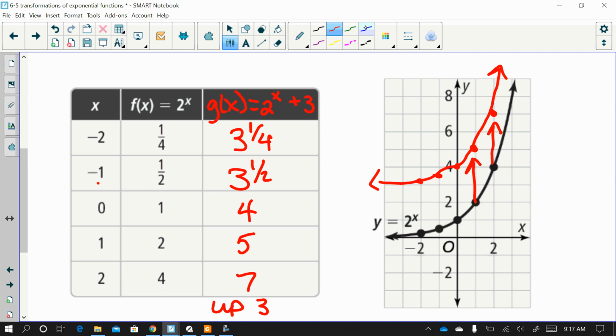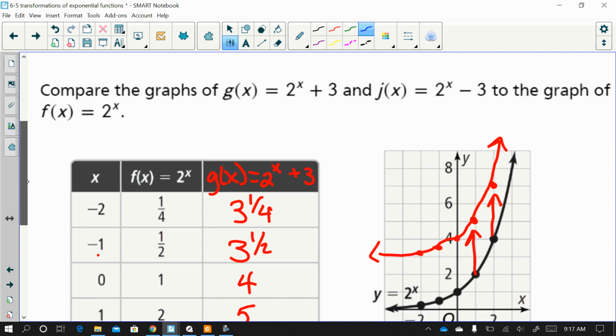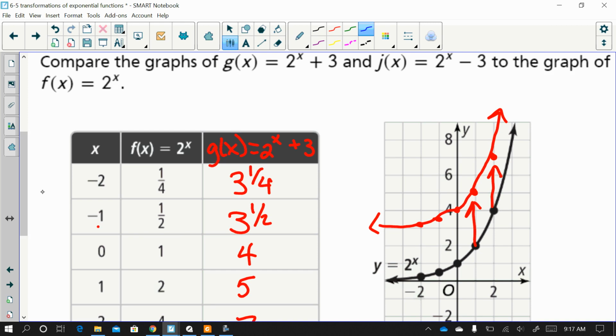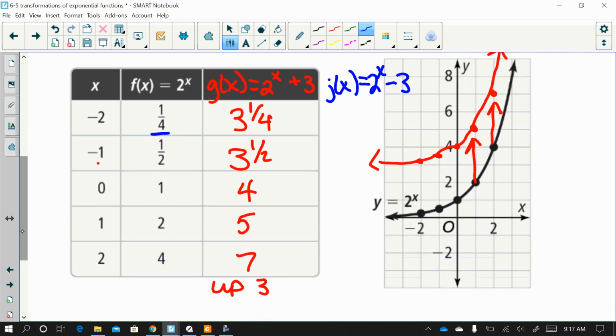Right, let's do another one. They said let's also compare j of x equals 2 to the x minus 3. So again, I'm starting here, but now instead of adding 3, I'm going to subtract 3. This will be -2.75, -2.5. 1 minus 3 is -2. 2 minus 3 is -1. 4 minus 3 is 1.